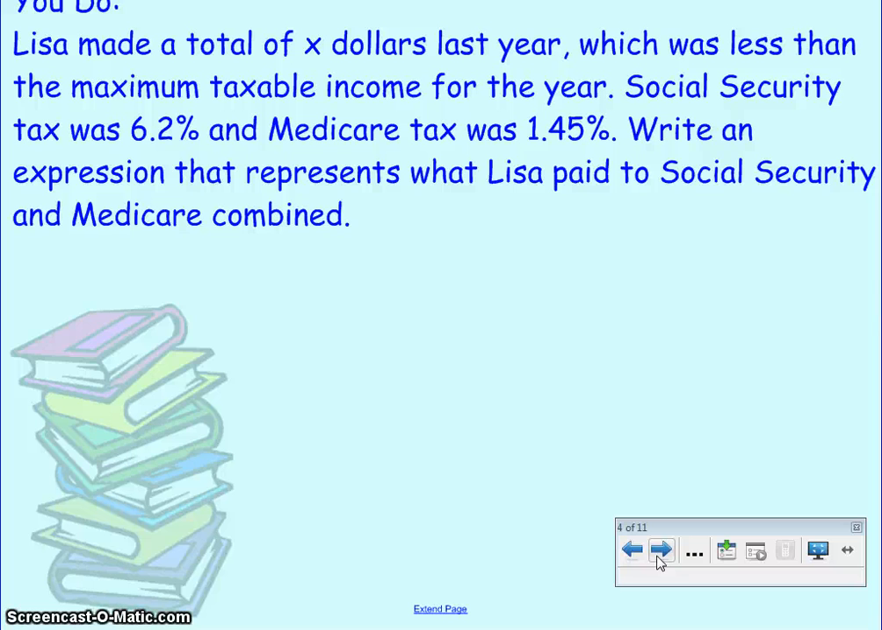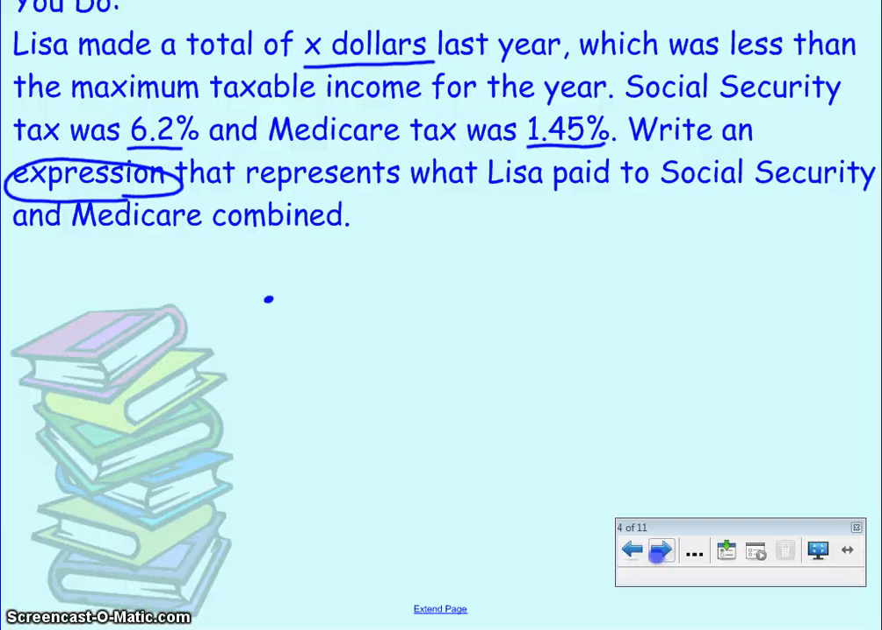All right, it says Lisa made a total of X dollars last year, which was less than the maximum taxable income. So we know we're going to be looking at her whole income, which in this case is X. We know that Social Security was 6.2%, Medicare was 1.4%. It says write an expression. So remember, expression is not going to have an equal sign. It's just going to have our algebraic data of what Lisa paid for Social Security and Medicare combined.